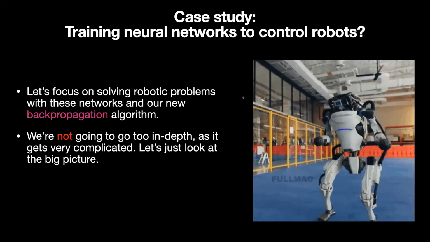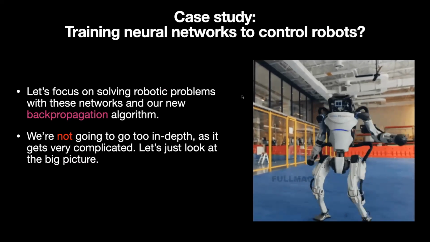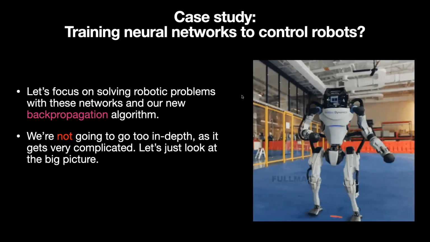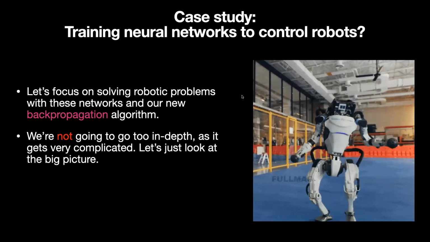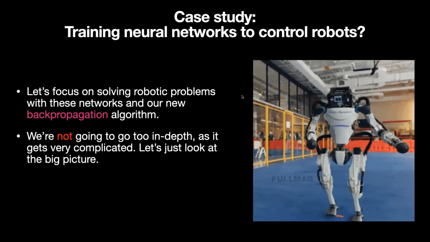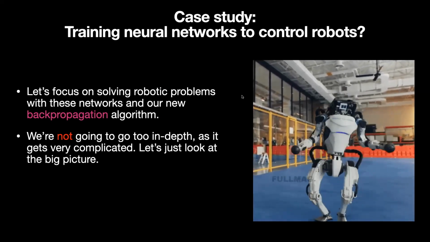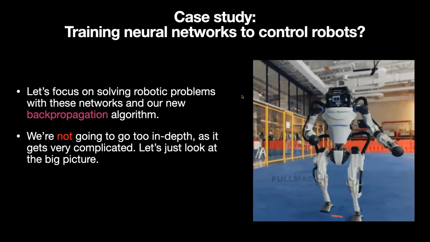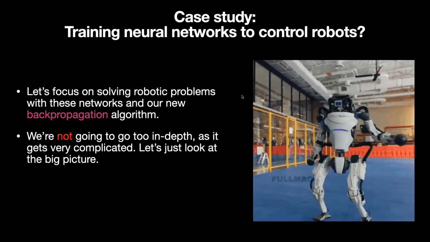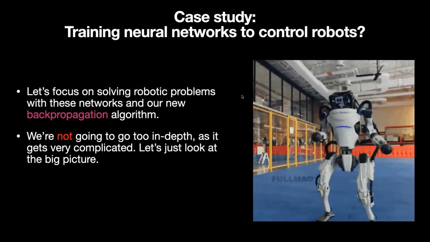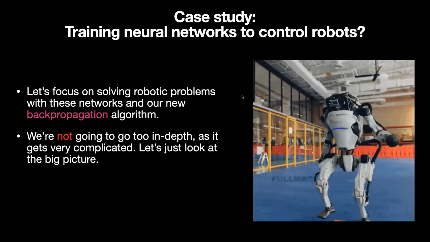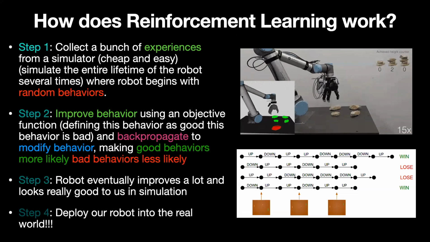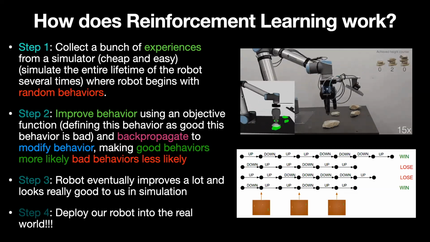Okay, now let's look at a case study. Training neural networks to control robots. This is one of my favorite areas of AI. This is actually what I work on. And we're not going to go too in depth on how it works. It uses something called reinforcement learning. And reinforcement learning could be a 3-hour lecture just by itself. It's very complicated, but we'll just get the essence of it right here.